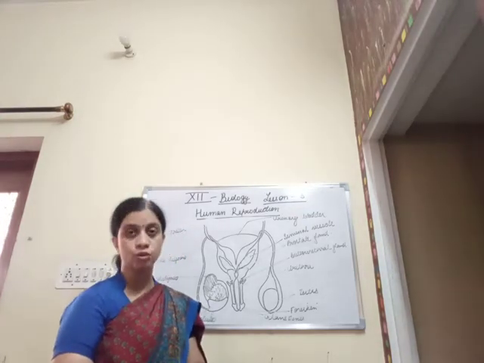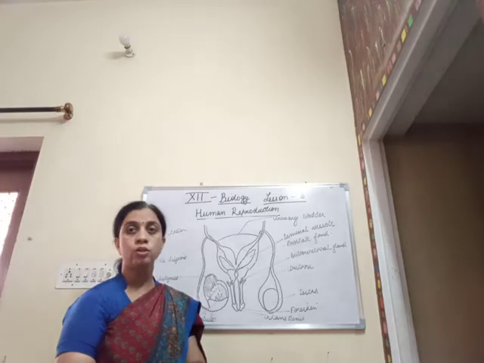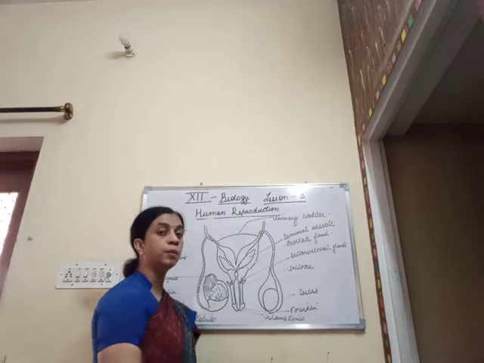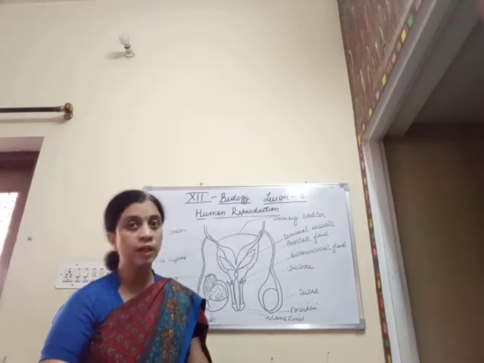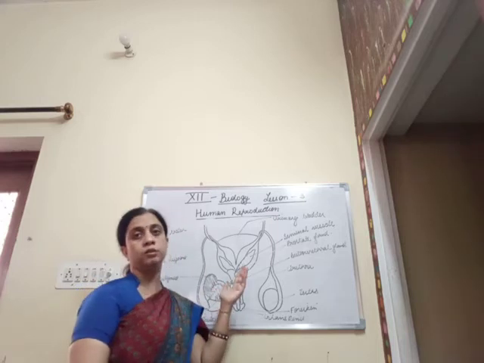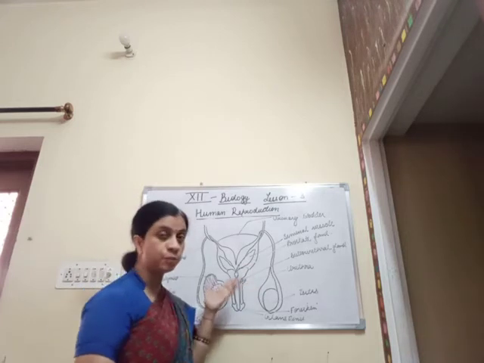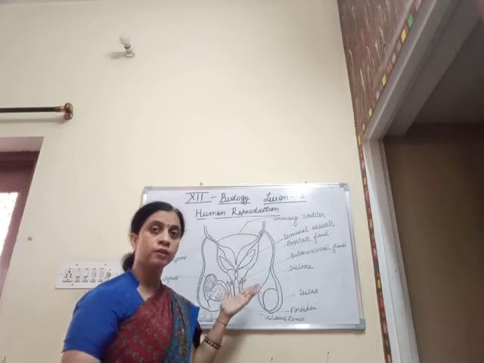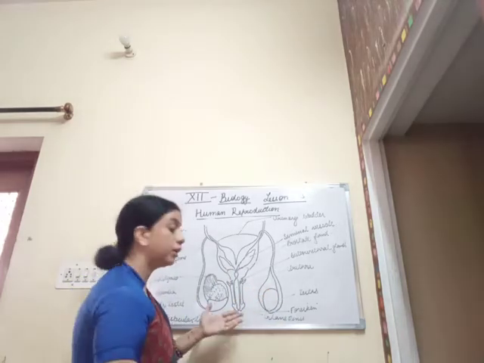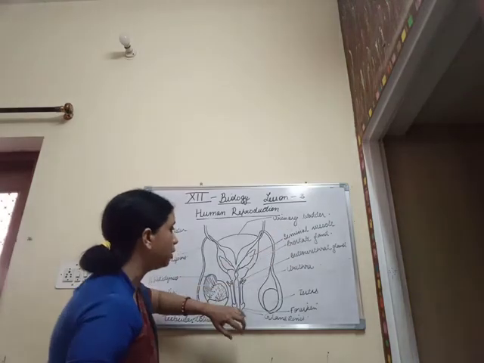This semen is very rich in calcium, various nutrient materials, and fructose. The secretion of the bulbourethral gland, in addition, provides lubrication to the ejaculatory tract or the copulatory organ, the glans penis, which is going to transfer male gametes into the female reproductive system during the act of copulation. So these are the three glands we were dealing with.